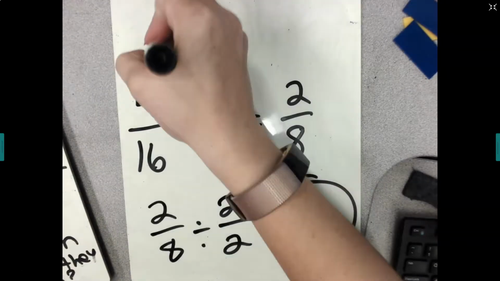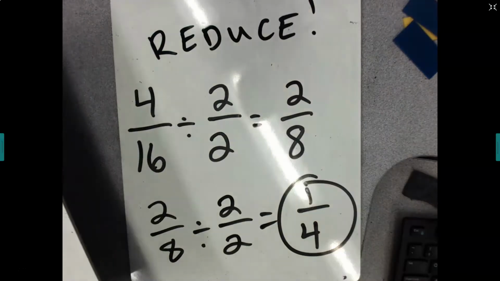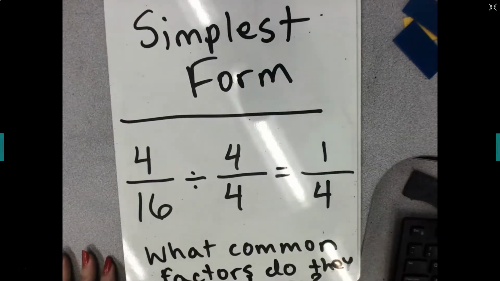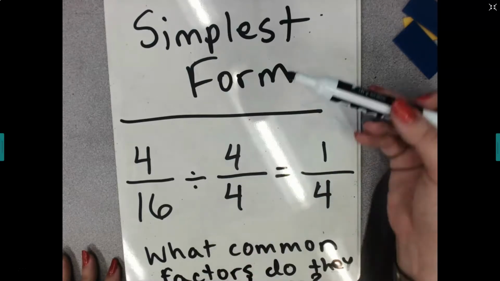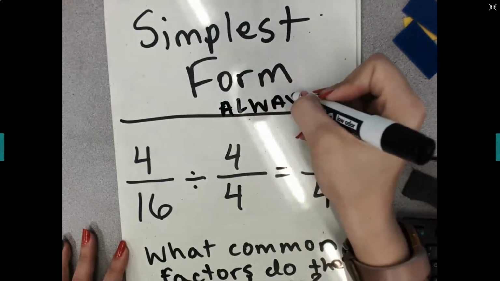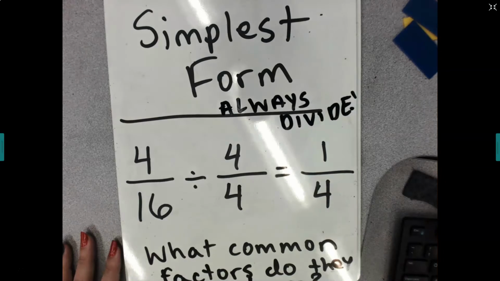Okay? A lot of times we also call this reducing to lowest terms. Okay, so we practiced this last year when we were finding equivalent fractions. Sometimes we multiplied by 1 whole to get an equivalent fraction. When we're finding the simplest form, we always divide. Okay, so you're either going to divide or it is already in simplest form.